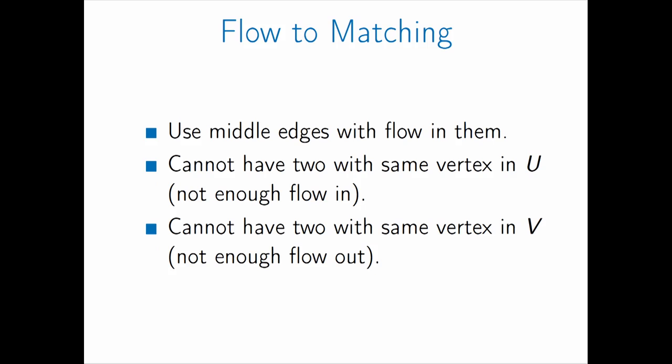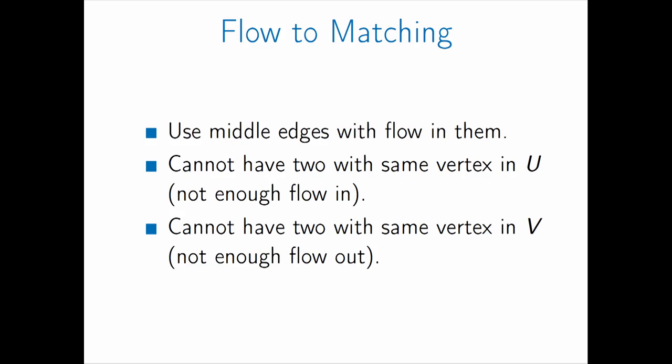Now, if we have a flow and want to go back to a matching, you just look at the middle edges between U and V and see which ones of them have flow, and those edges we use in the matching. We can't have two edges coming out of the same vertex of U because there won't be enough flow going into that vertex. There's only one unit of flow going in at most, and so there can't be two units coming out. And we also can't have two edges sharing the same vertex on V for basically the same reason. And so there's a relationship between bipartite matching and integer-valued flows.